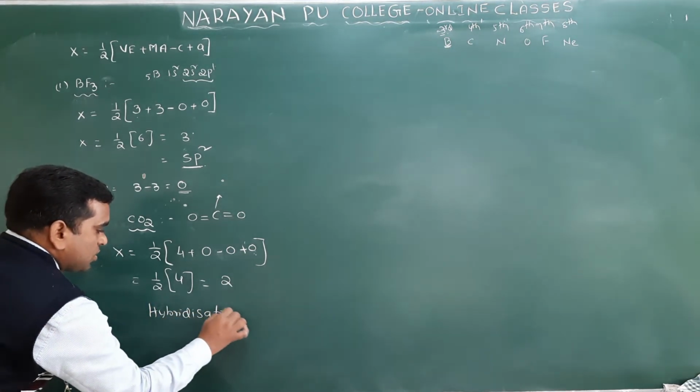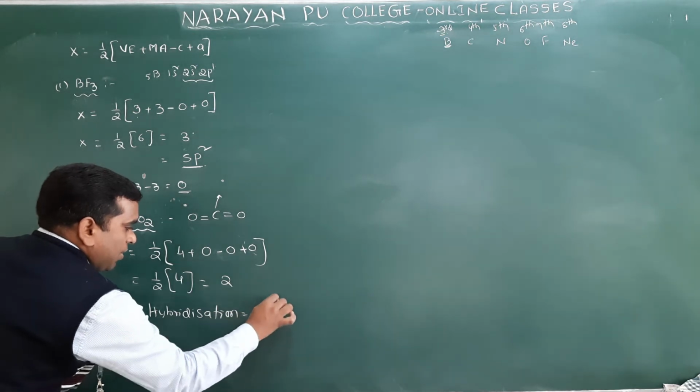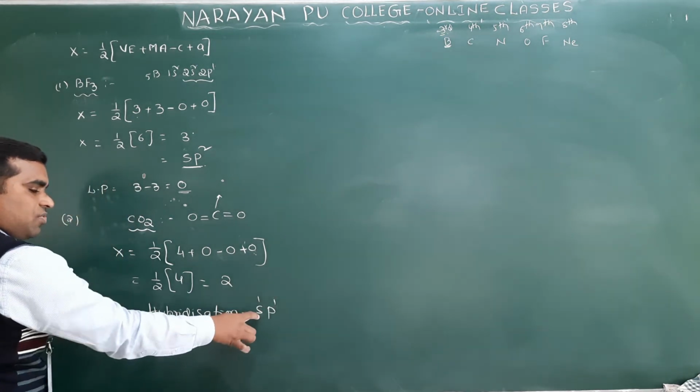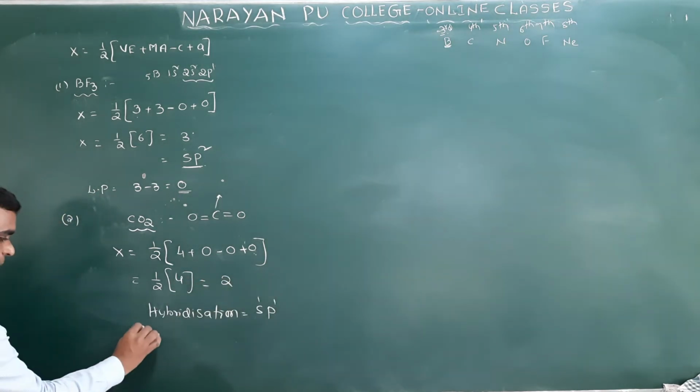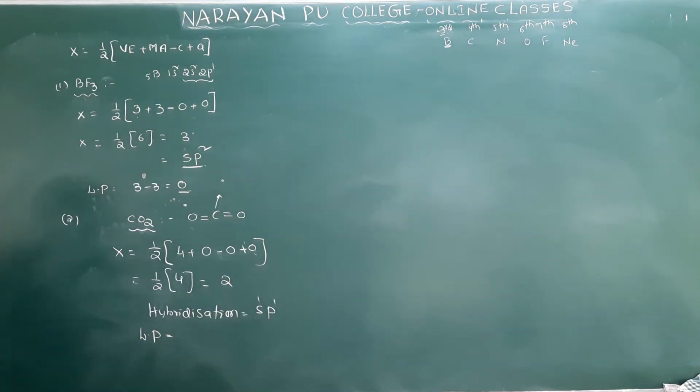Hybridization is equal to how much you will get? Yes, 1s, 1p. First you have to start with s, then p. So this is 1 plus 1, 2. And the lone pair, calculate. How many lone pairs are there around the central atom?